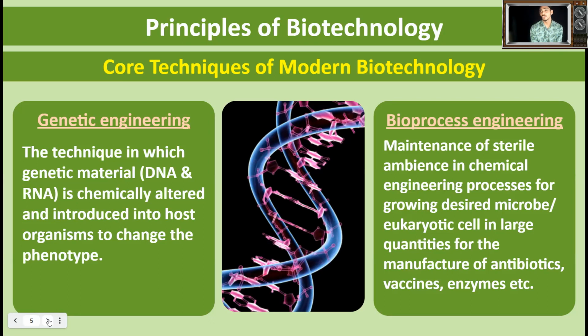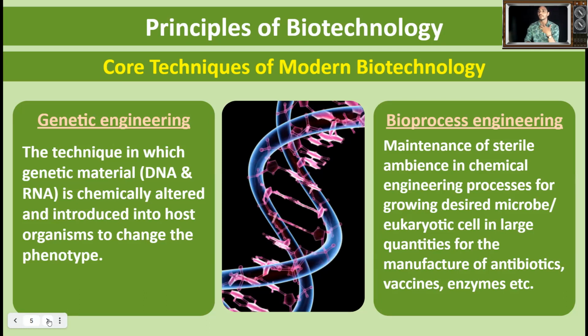So when you talk about bioprocess engineering, what comes to your mind? It's the maintenance of a sterile ambience in a chemical engineering process for growing desired microbes and eukaryotic cells in large quantities for the manufacture of antibiotics, vaccines and enzymes. So this is also important. See, with the help of genetic engineering, we are doing bioprocess engineering.